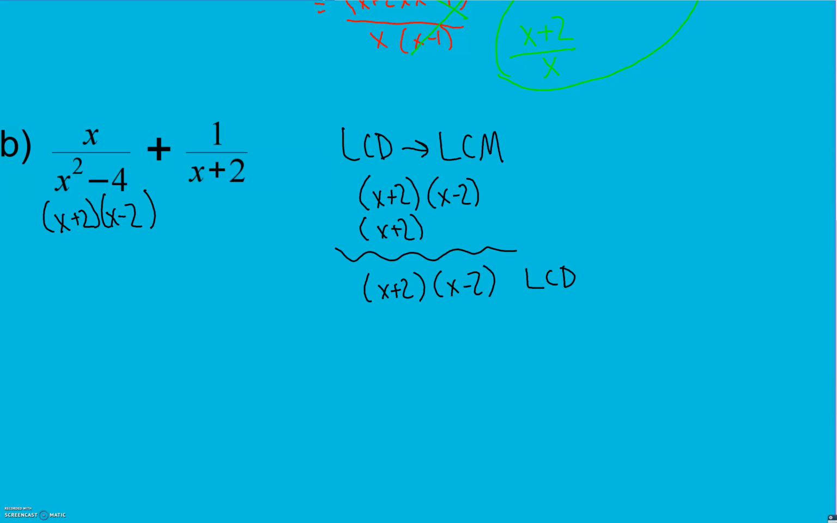While I'm over here, I'm going to find my restrictions on my domain. X plus 2 cannot equal 0. So x cannot equal negative 2. X minus 2 cannot equal 0. So x cannot equal positive 2. So my domain restrictions are x cannot equal plus or minus 2.